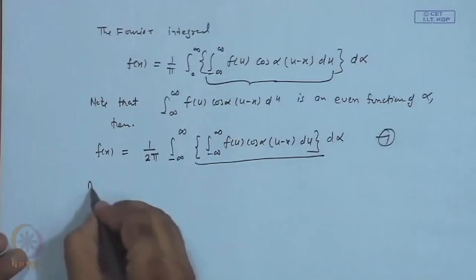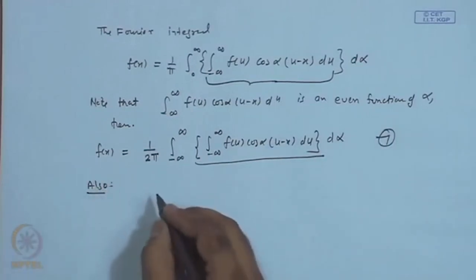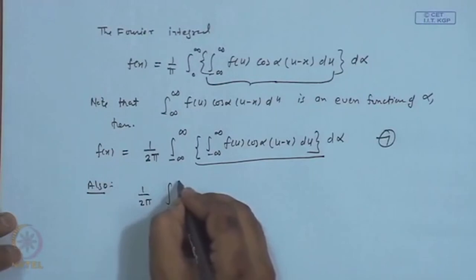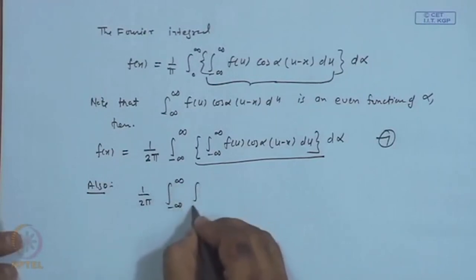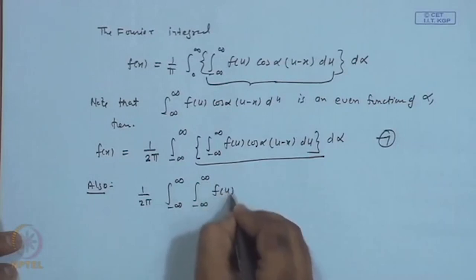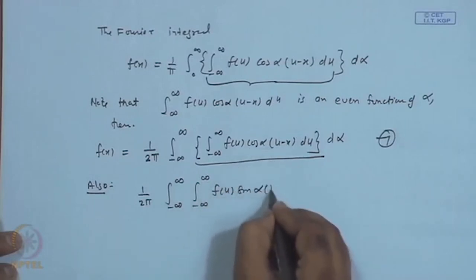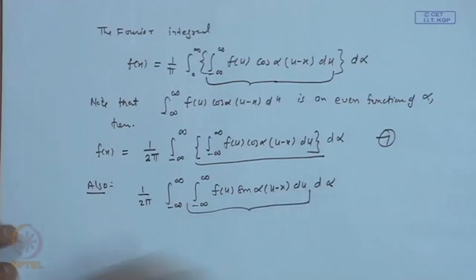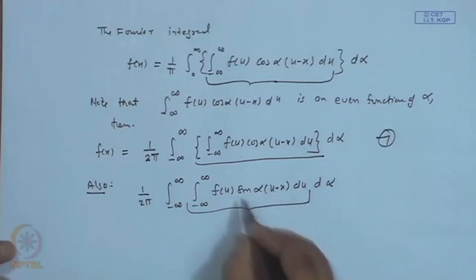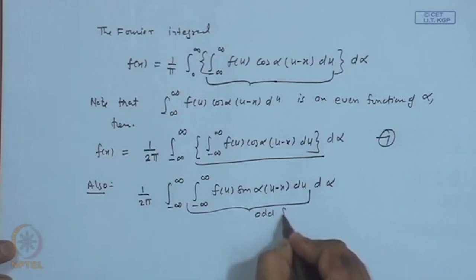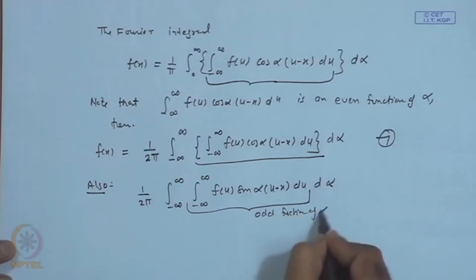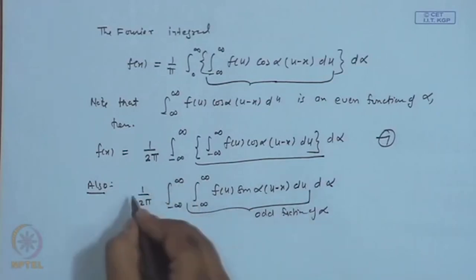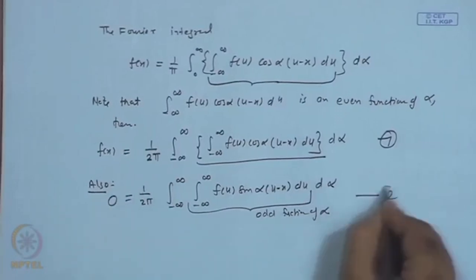So, that is the trick. And also what we can have, if we consider this integral 1 over 2 pi, minus infinity to plus infinity, and again minus infinity to plus infinity f u is similar, but with the sine, sine alpha u minus x du d alpha. Now in this case, this is an odd function of alpha, and since this is odd, minus infinity to plus infinity will give us 0. So, this is just simply 0. So, we have the second equation.